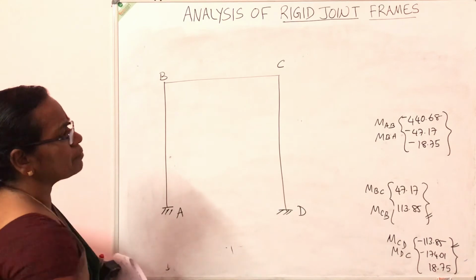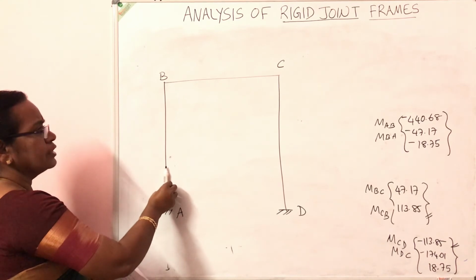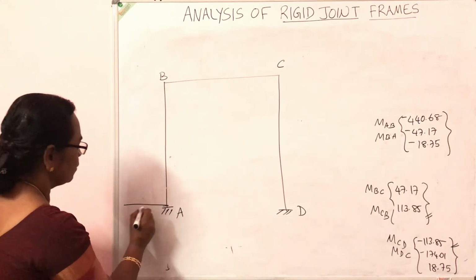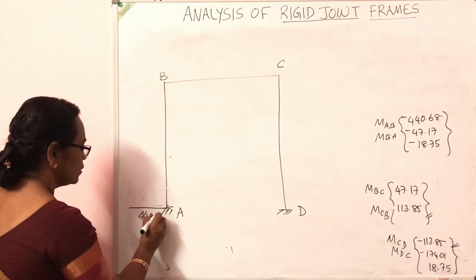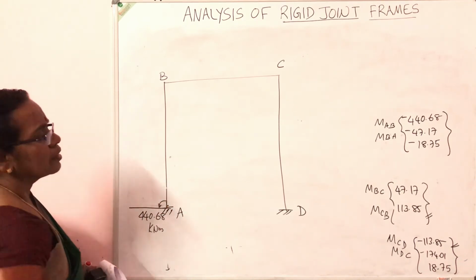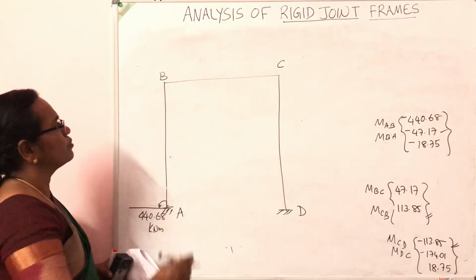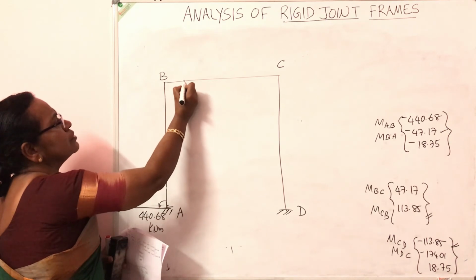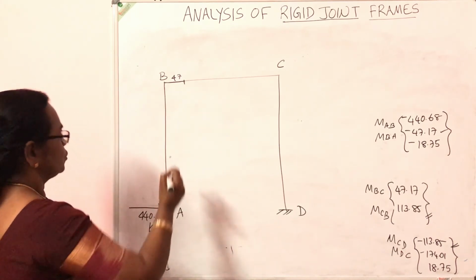From the first element we got MAB equals minus 440.68. That means anti-clockwise, A to B anti-clockwise. So it comes in this direction. So to some scale you mark 440.68 kilonewton meter in the anti-clockwise direction. MBA is minus 47.17. So B to A, it's also anti-clockwise in this direction. It is 47. So mark 47 from here to here. Join these two.